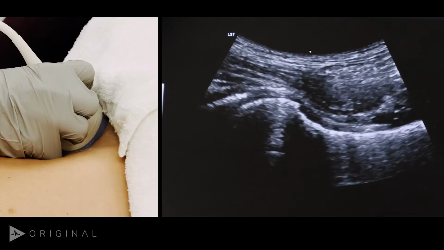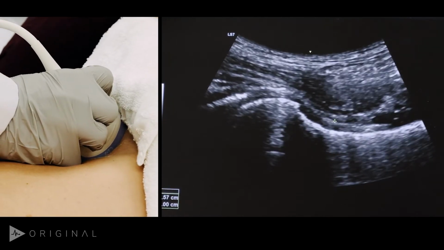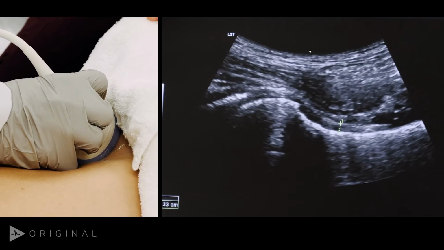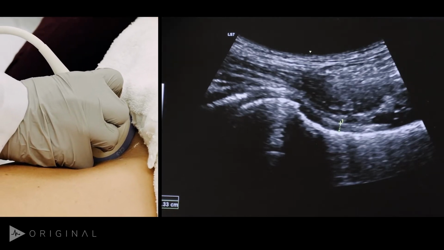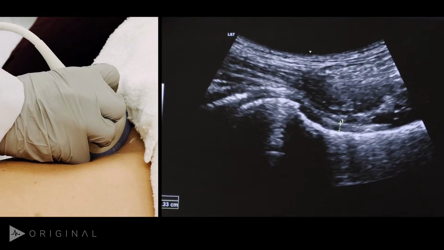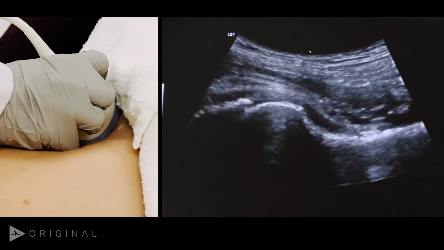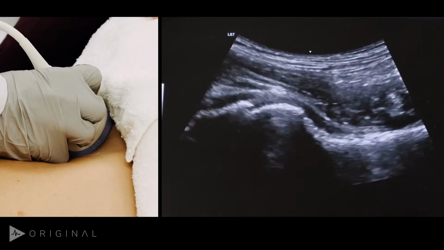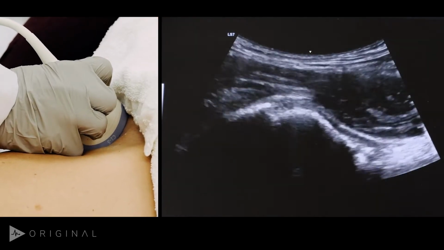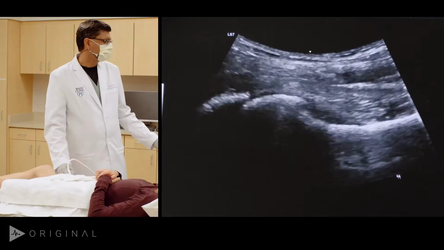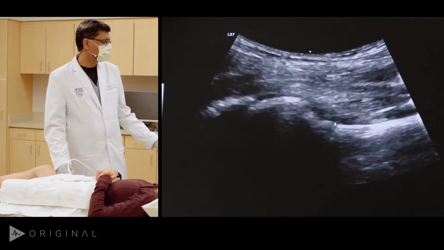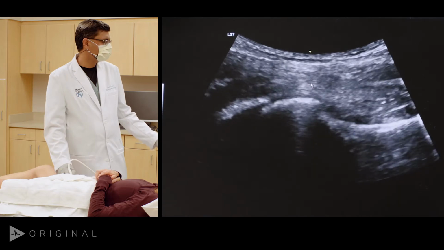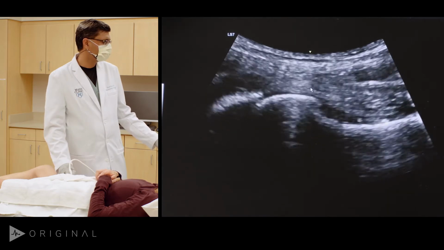If I was to freeze this image and measure the AP of this capsule, it is approximately 3 to 4 millimeters. A capsule less than 7 millimeters is within normal variation. And this is also the place you would look for any joint effusions. After you've finished looking at the capsule, you look at the tendon which is anterior to the joint, and that is the psoas or the iliopsoas tendon.